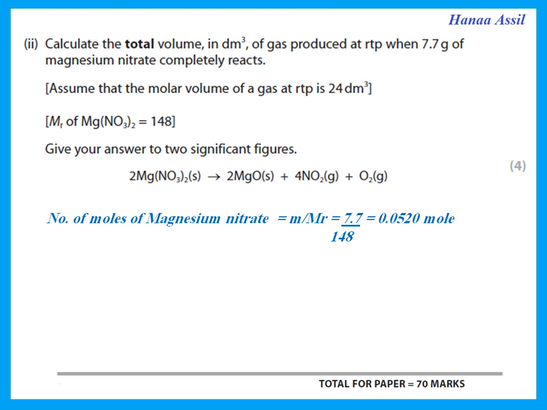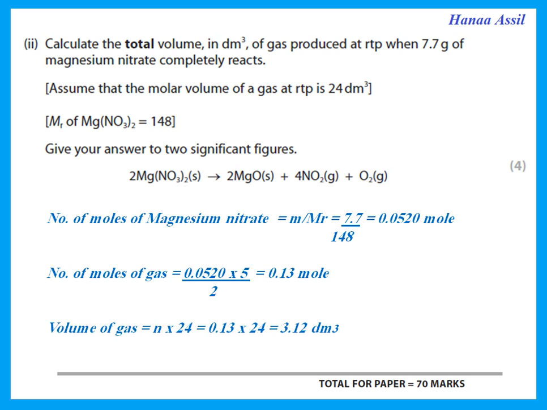So that means from the equation, 2 moles of magnesium nitrate gives a total of how many moles of gas? I have 4 moles of NO2 and 1 mole of O2. That means 2 moles of magnesium nitrate gives 5 moles of gas. So the number of moles that I have will give how many? Do we understand this? 2 moles of magnesium nitrate gives 5 moles of gas. So the 0.052 will give how much? So that is the number of moles of gas. He wants volume. Volume is number of moles times 24.